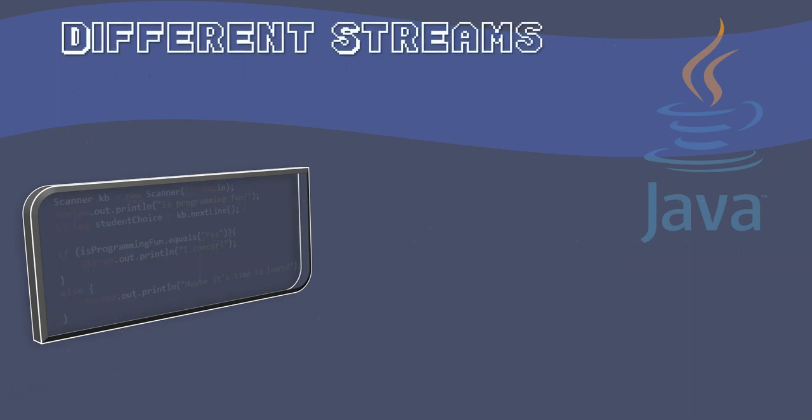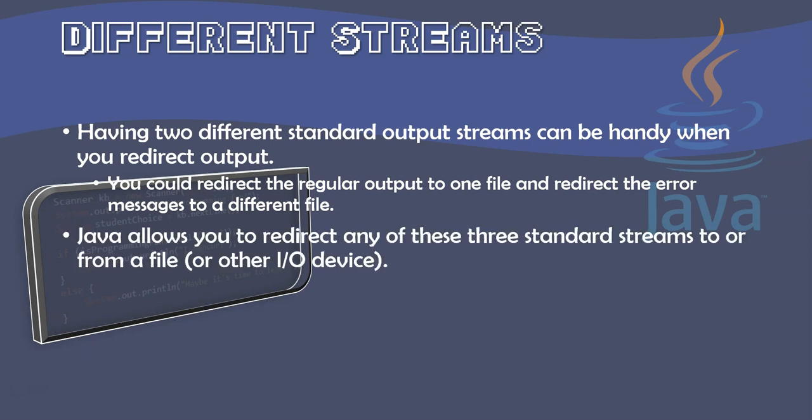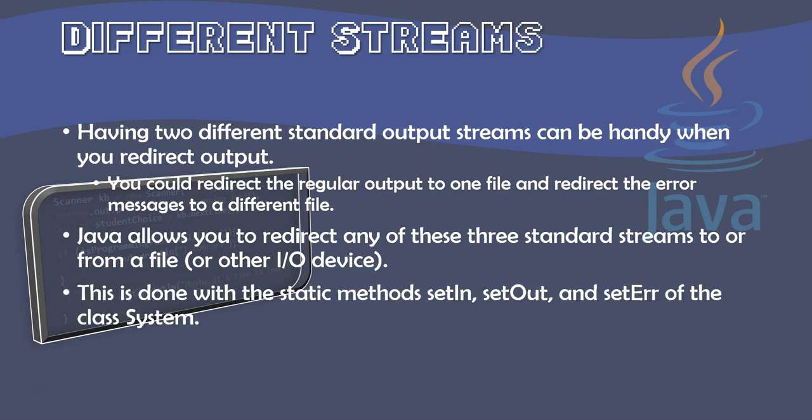So this, of course, is bringing up the question of different streams. Having two different standard output streams can be handy when you redirect output. You could redirect, for example, the regular output to one file and redirect the error messages to a different file, maybe something like errorlog.txt. Java will allow you to redirect any of these three standard streams to or from a file or any other kind of input-output device. This is done with the static methods setIn, setOut, and setErr of the class System.